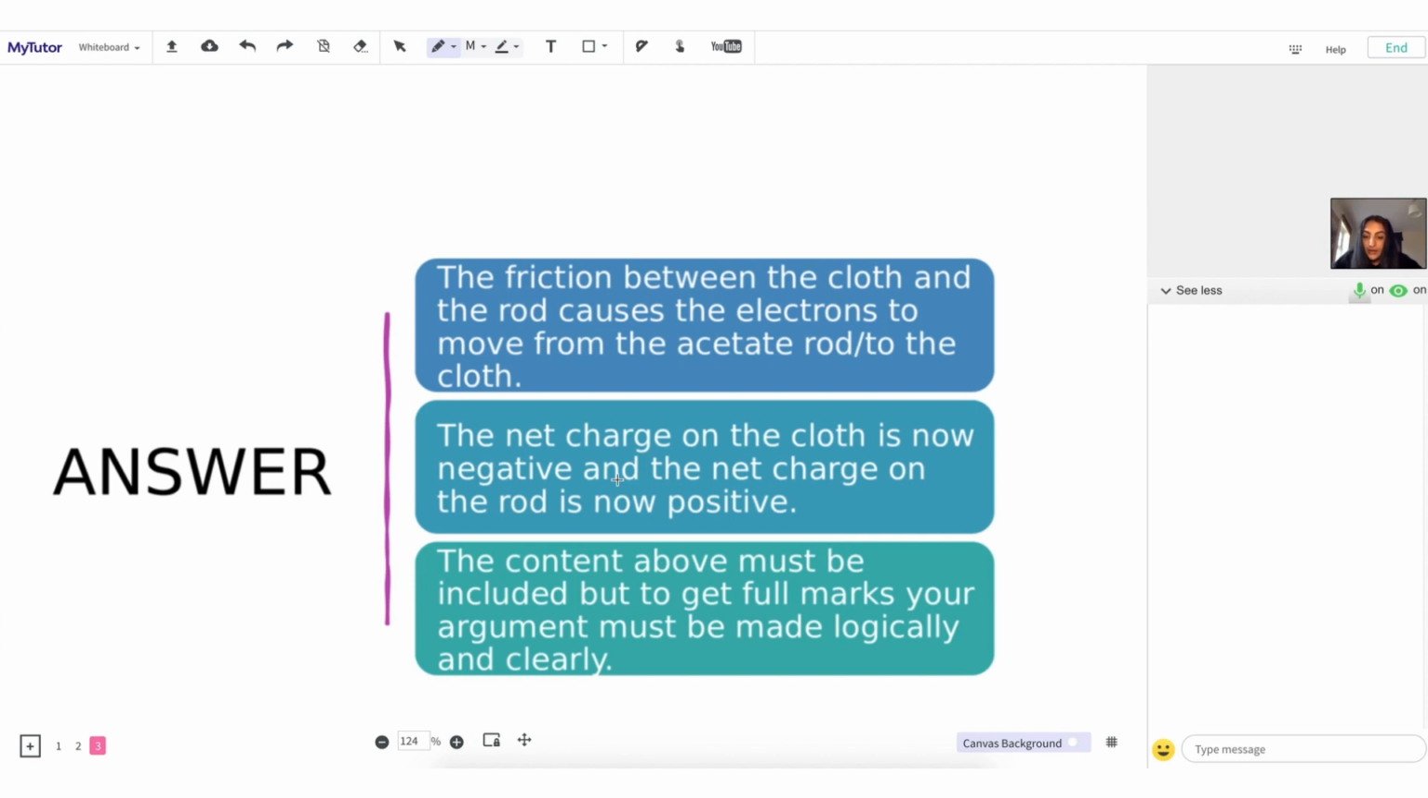It's important to note that the content above must be included, but to get full marks for this question, which would tend to be a 4-mark question, your argument must be made logically and clearly, breaking down all the steps and how they link to one another.